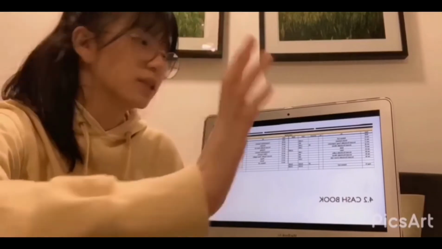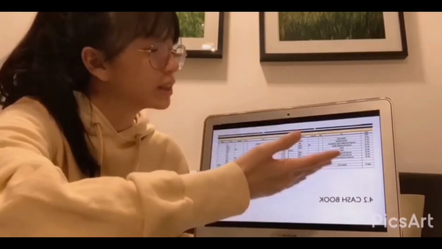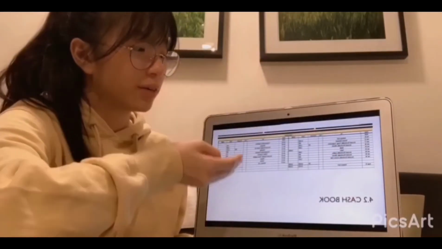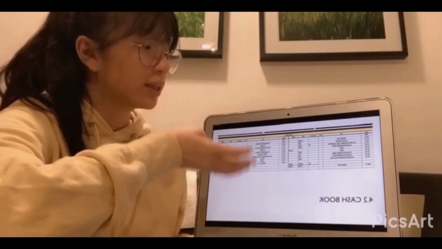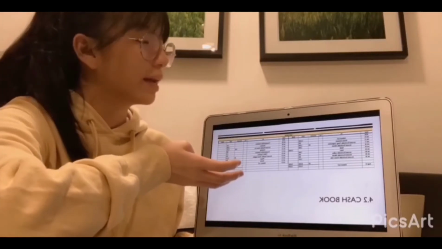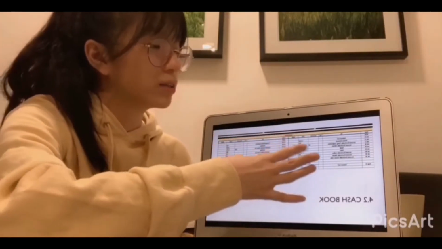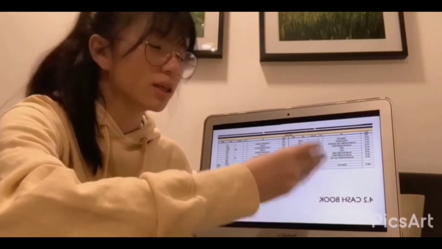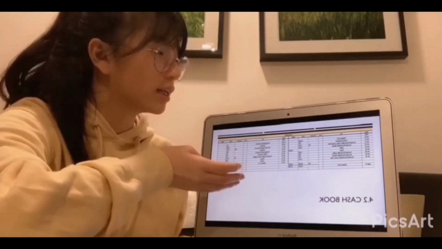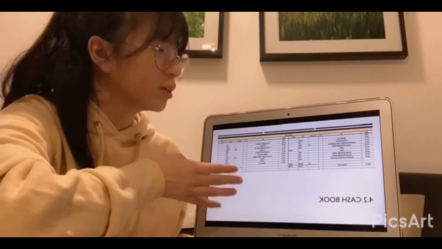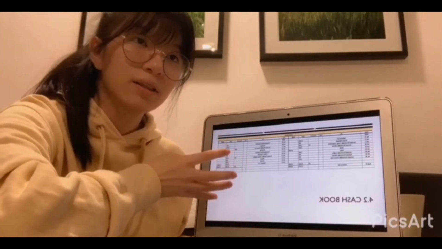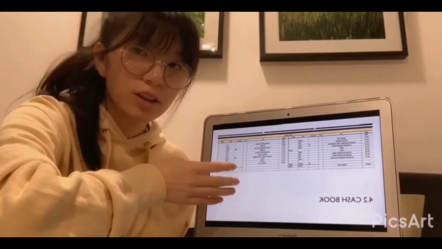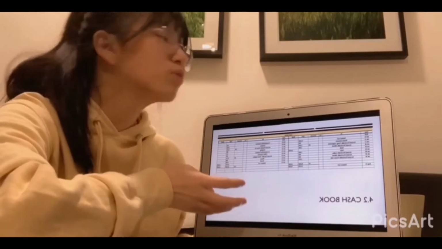As you can see, there is the left hand side and right hand side. The left hand side is the receipt part, which is the debit side, and the right hand side is the payment side, which is the credit side. The left is for inflow of cash, which means cash comes in, and the right hand side is outflow of cash, or outgoing cash.